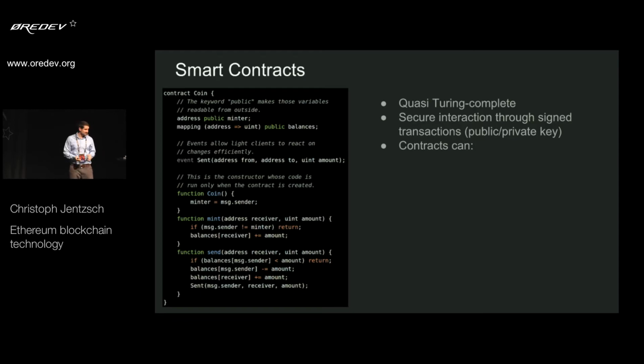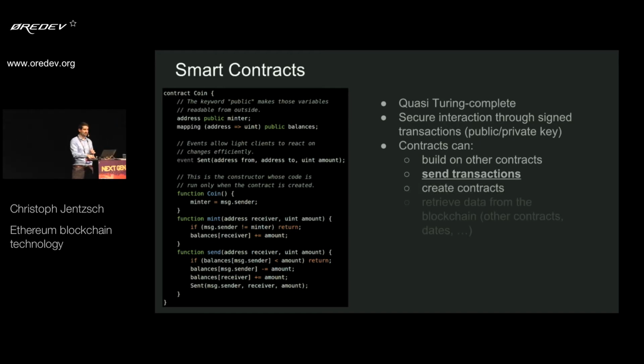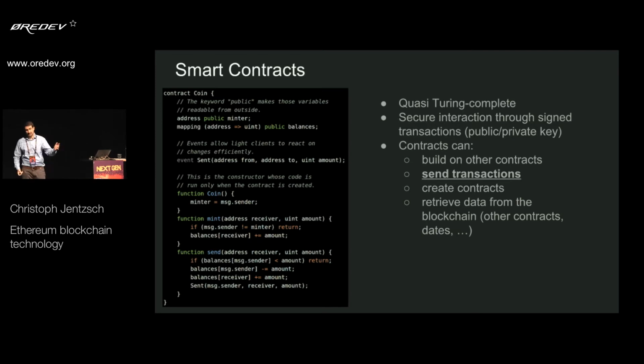Of course, there's secure interaction, and contracts can build on other contracts, they can send transactions themselves, they can actually create other contracts, they can retrieve data from the blockchain of like what's the current time, or they can retrieve data from other smart contracts, so it can be nicely built on each other.